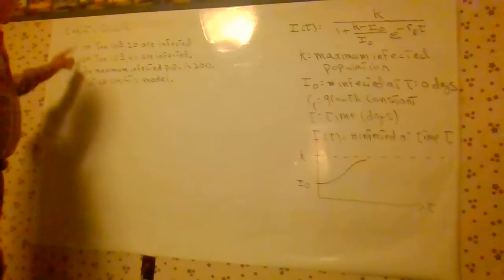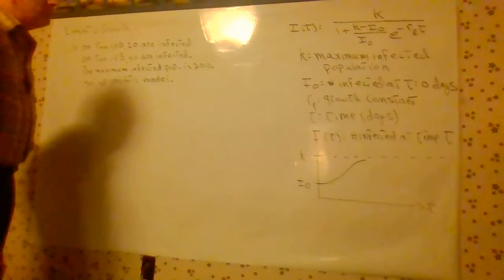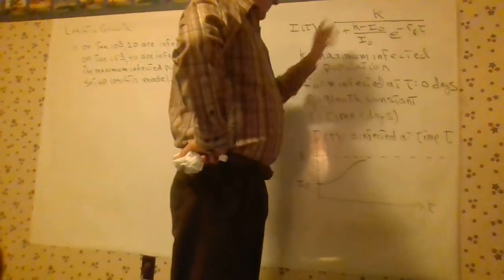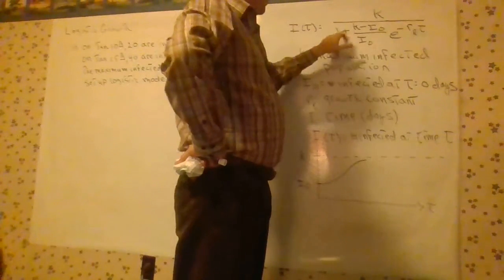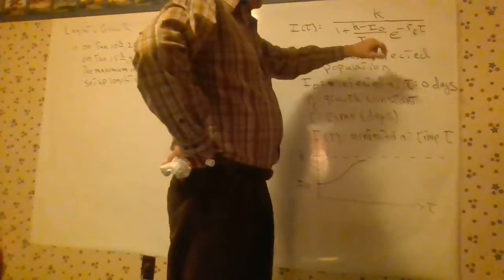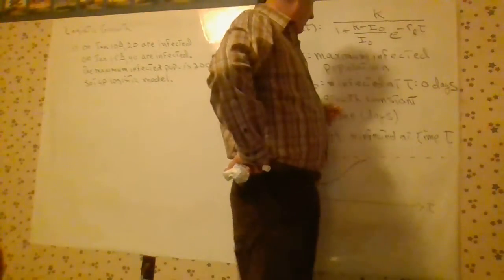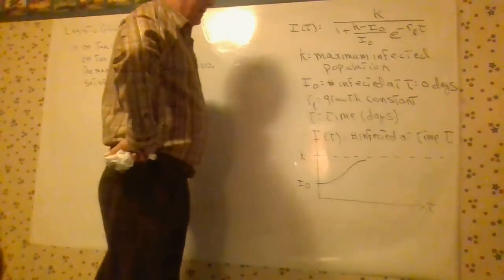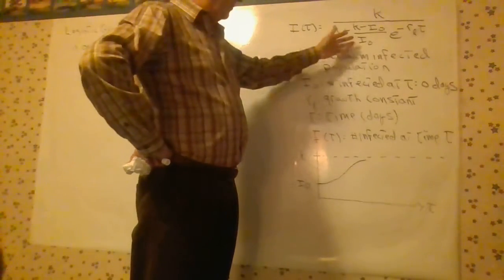In this video, we're going to discuss logistic growth. Our logistic growth equation is I of t equals K in the numerator, 1 plus (K minus I0) over I0, e to the negative R_L t. K is a maximum infected population. That can sometimes be hard to assess. In this case, we'll just assume we know it.